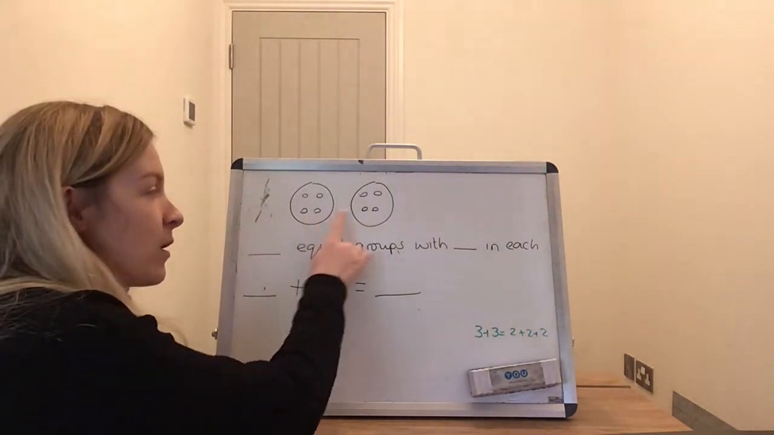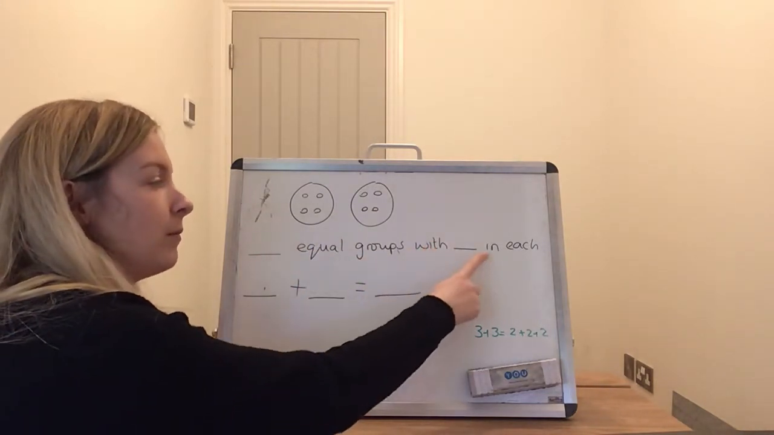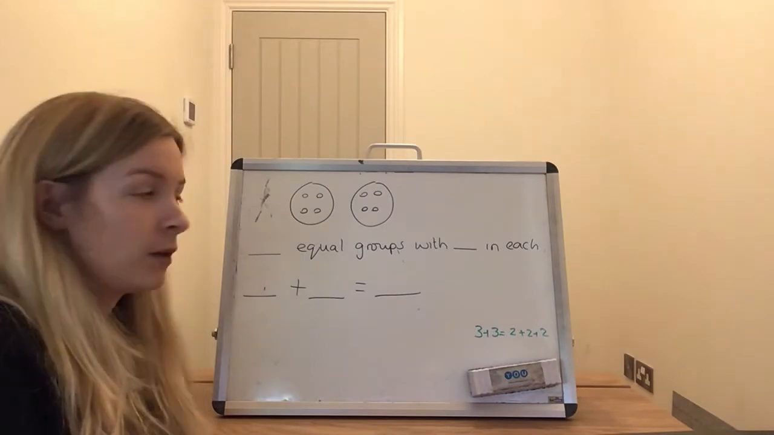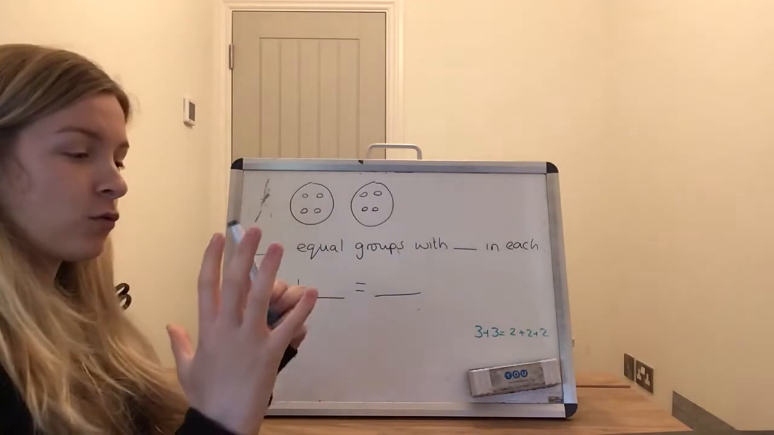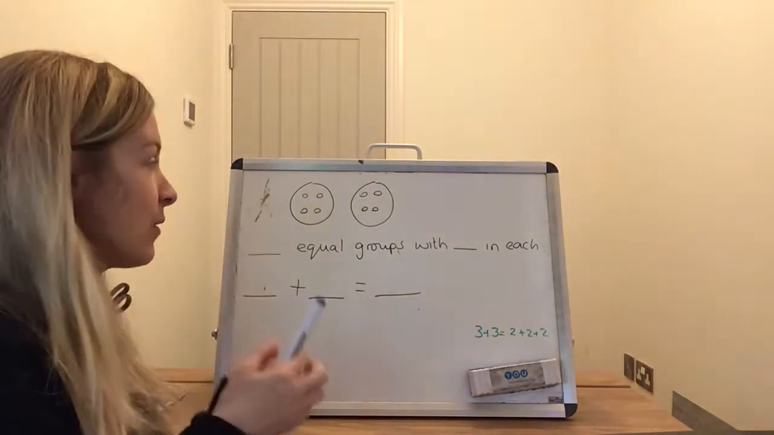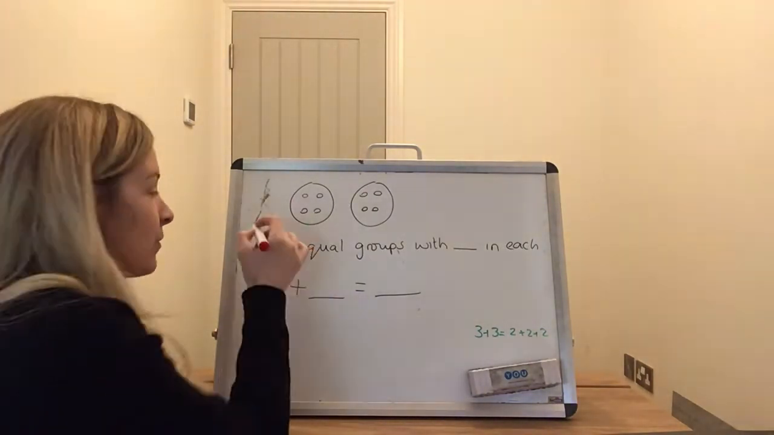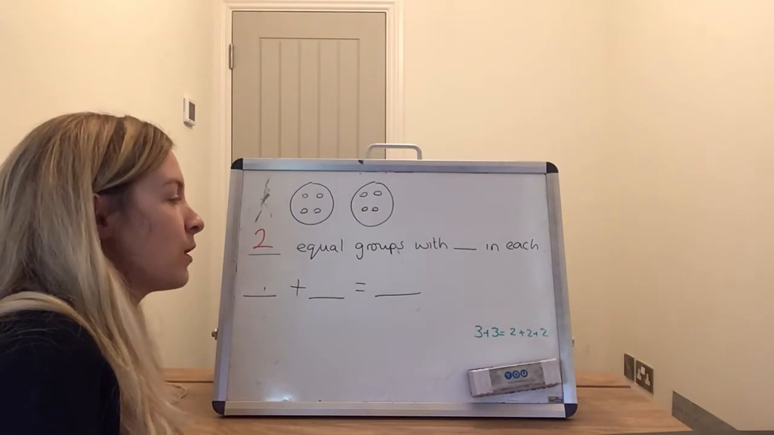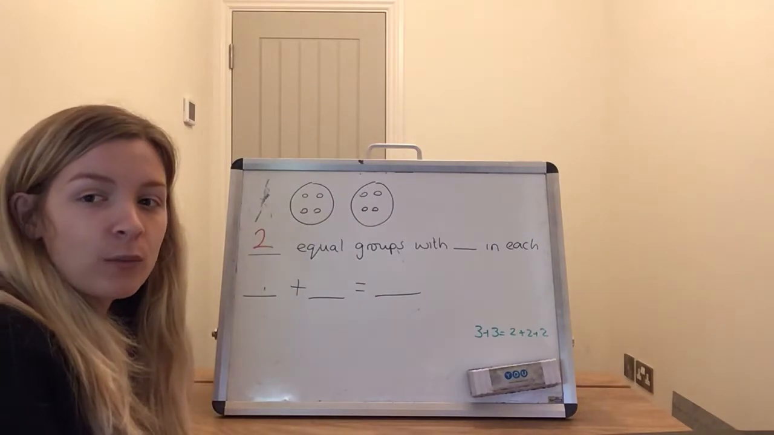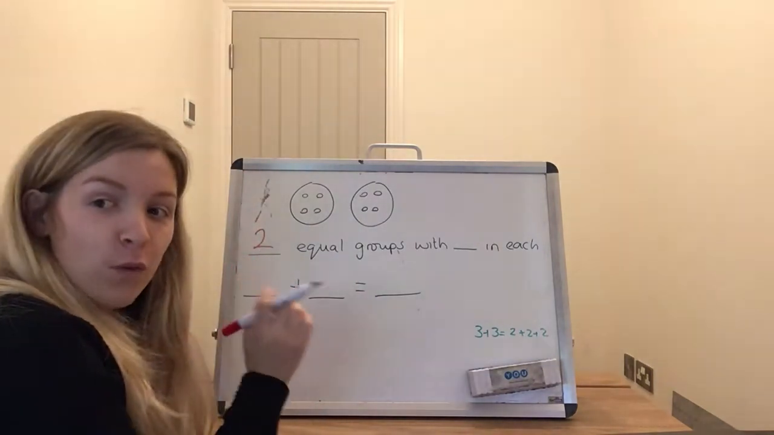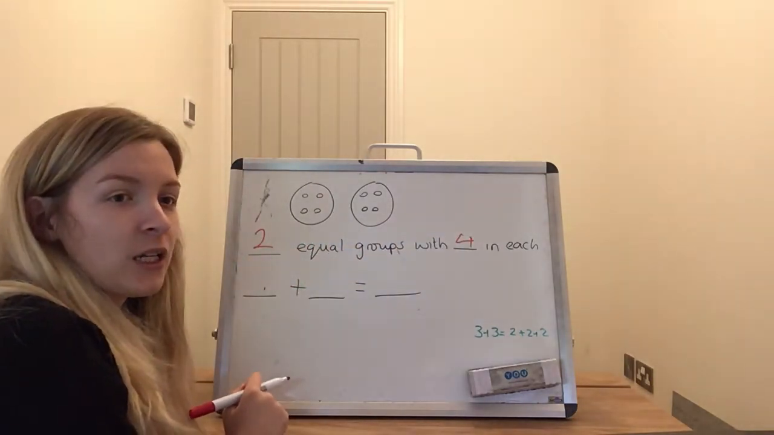So, there are some equal groups here. How many equal groups, with how many in each group? So, how many equal groups do we have here? Remember, groups are the collection of a number. So, how many groups? We have two, well done, if that's what you're thinking. Two equal groups. How many's inside each one? How many have we got inside this group? We have four, well done. We have two groups with four in each group.